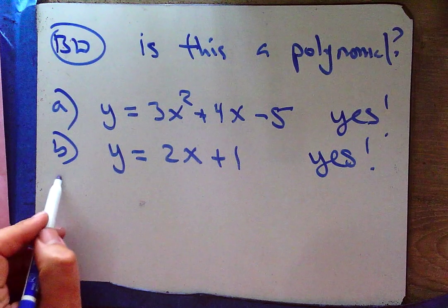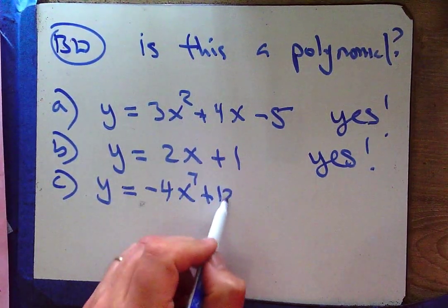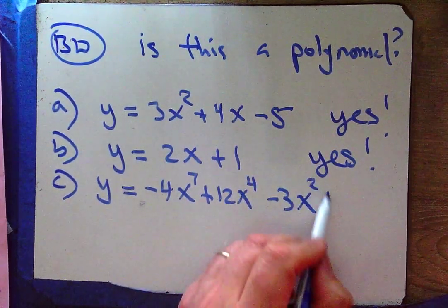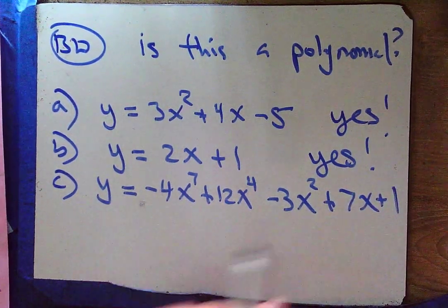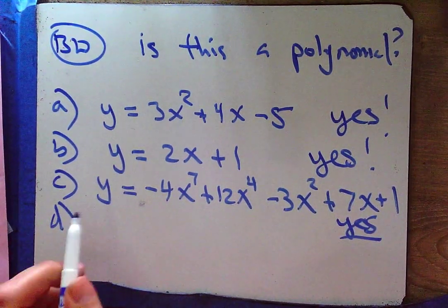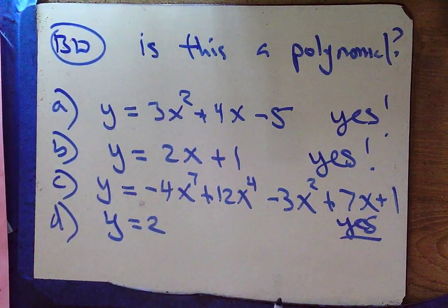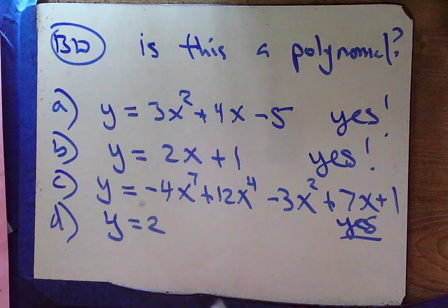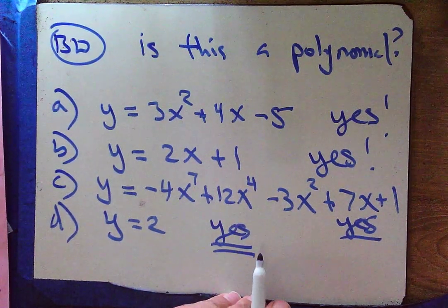How about this one? Is this a polynomial? Y equals negative 4x to the 7th plus 12x to the 4th minus 3x squared plus 7x plus 1. Is this a polynomial? Sure is. Didn't even need a countdown for that. But how about this one? Is this a polynomial? 5, 4, 3, 2, 1. Yes, yes it is.